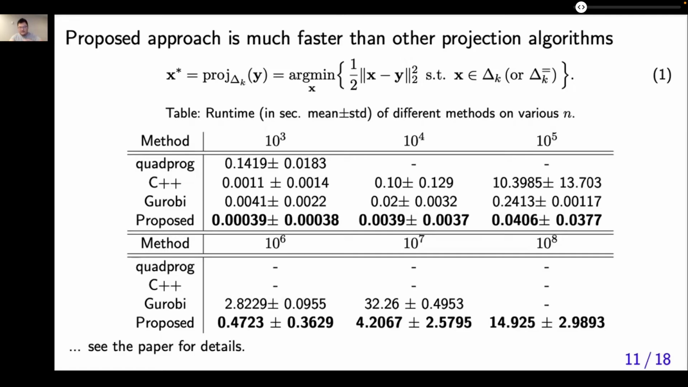You can see from this table, basically the proposed method beats all the other methods in terms of runtime. Here, you can see that the proposed method is not just one order or maybe a few orders of magnitude different compared to, let's say, quadprog and the C++ method, and also one order of magnitude faster than Gurobi. And you can see for those big size problems, for example in the second row, the other methods are so slow that we don't even try to compute it because it takes too long. But for the proposed method, it's still very, very fast. And for the experimental setup, please refer to the paper for the details.